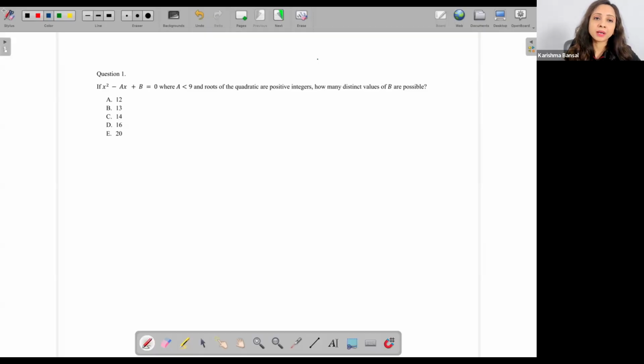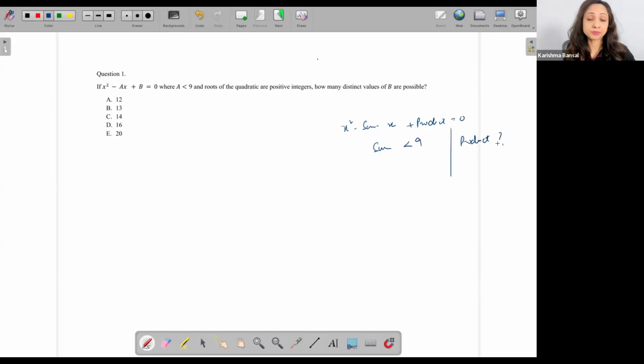So if x square minus ax plus b equals 0, we have a quadratic over here. I know that I can write a quadratic as x square minus sum of the roots times x plus product of the roots, equal to 0. So essentially my a over here is the sum of the roots, and I'm given that the sum of the roots is less than 9. And I'm asked about the distinct possible values of b, which is the product. So I'm asked about the product.